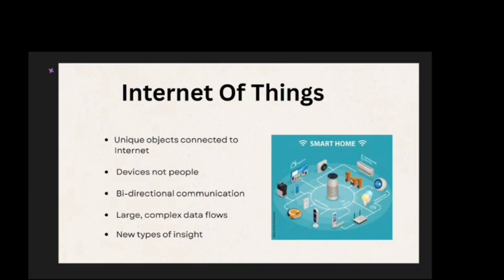Then we see smart home. The key application of IoT is smart home. This involves using connected devices to control and automate things in our house like lights, security and climate control.